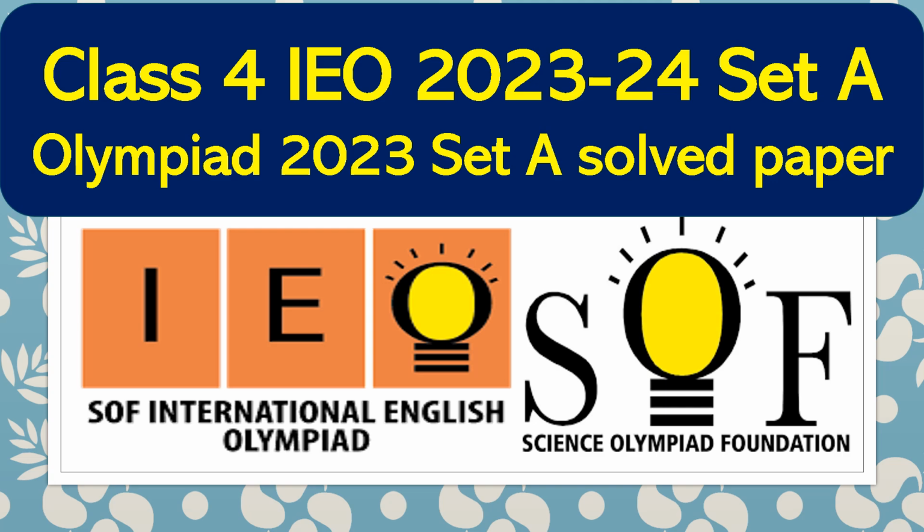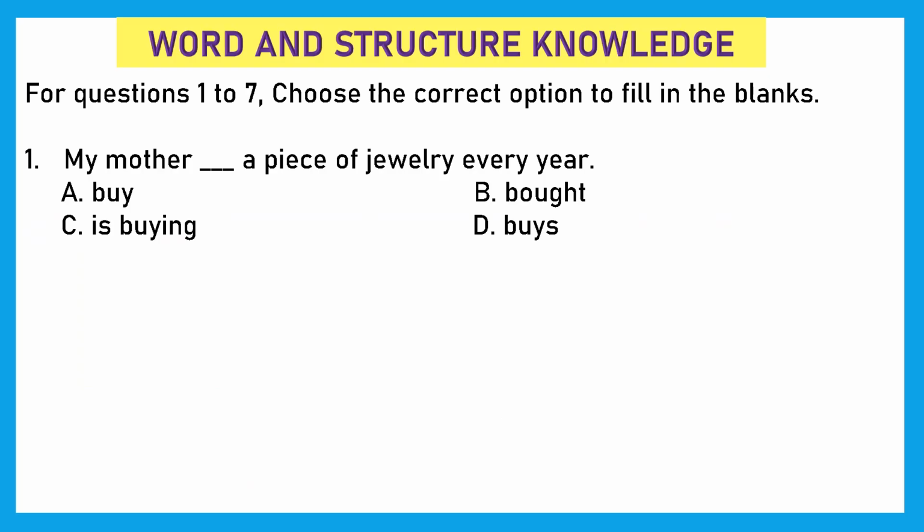Let's solve Class 4 IEO 2023 Set A English Olympiad question paper. Let's get started. First section is word and structure knowledge. For questions 1 to 7, choose the correct option to fill in the blanks.